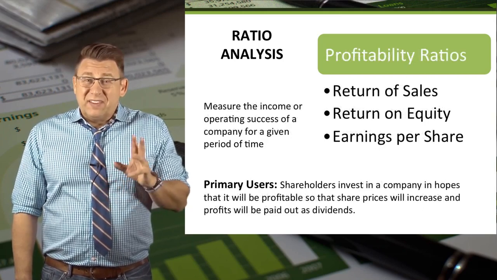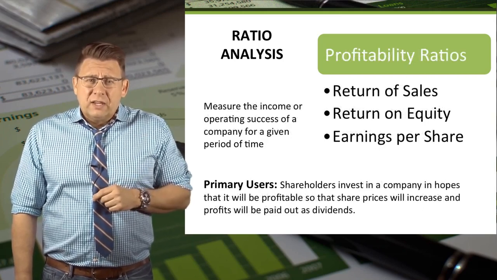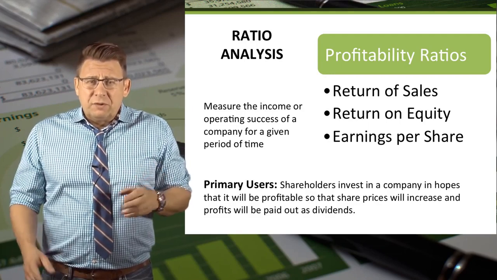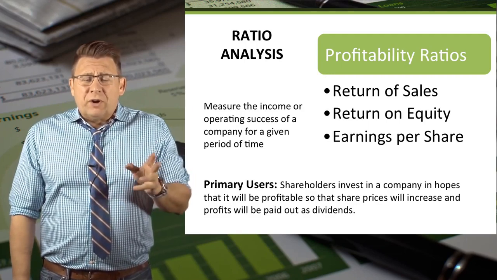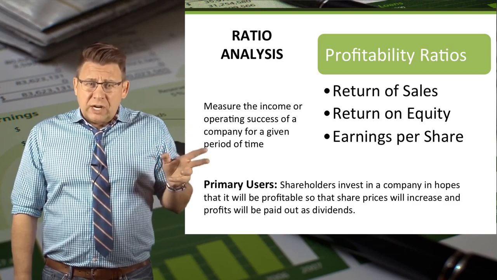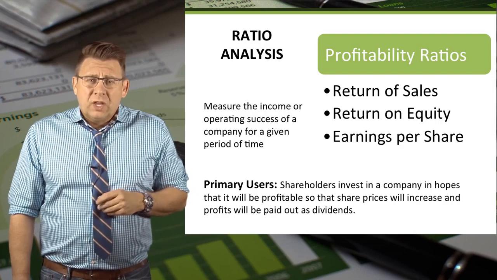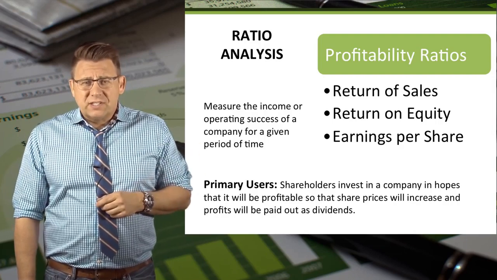Profitability ratios are often the easiest for students to understand. They measure the income or operating success of a company for a given period of time. The primary users of this financial data are shareholders because they have the most to gain when a business is profitable. And you can see some of the common ratios listed on the slide.